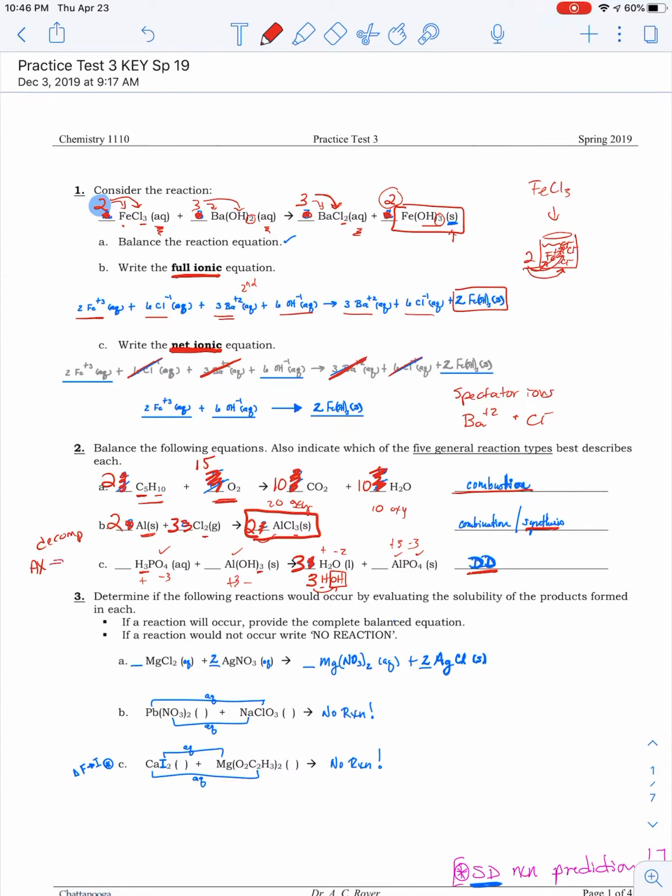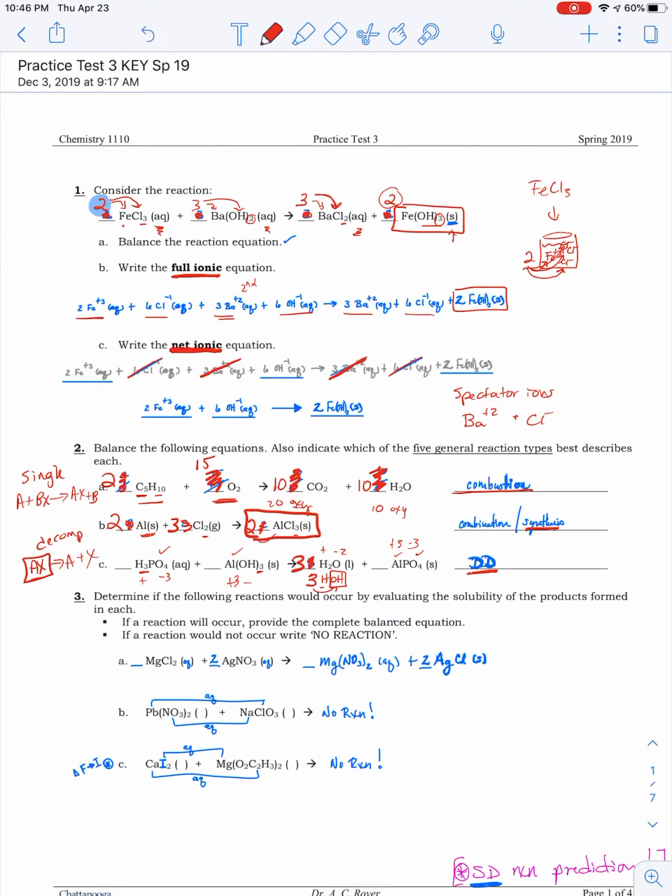The other 2 types that weren't covered were decomposition, and that's where you start with something and it's just one thing, and it becomes 2 or 3. It could become lots of different things, but the key is that you start with something. And then the other one is a single displacement, and that's where you have like A plus BX, and then you end up with AX plus B.